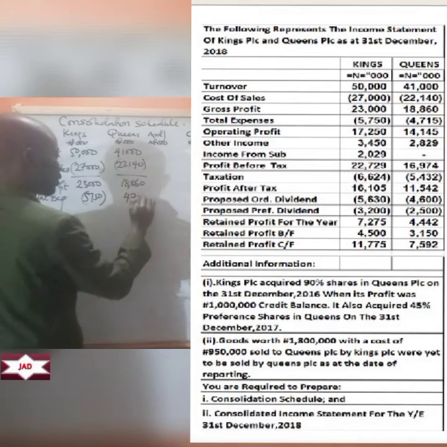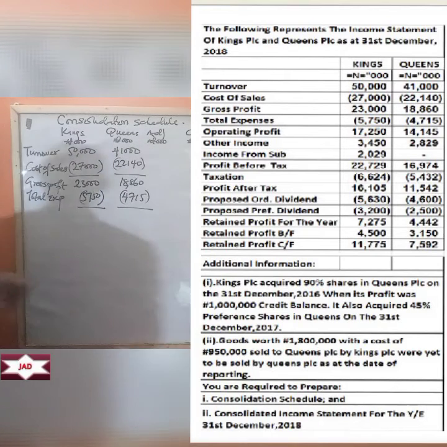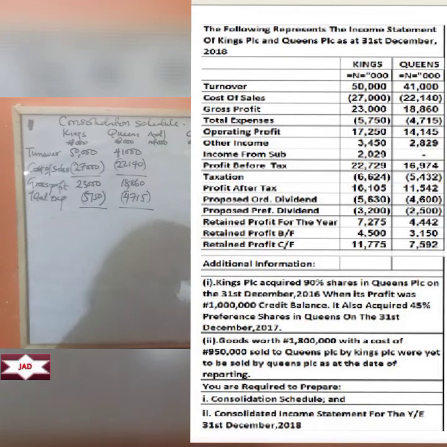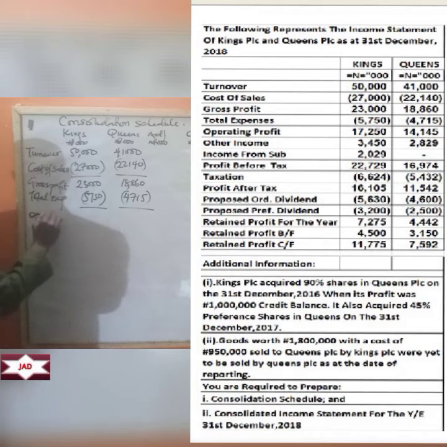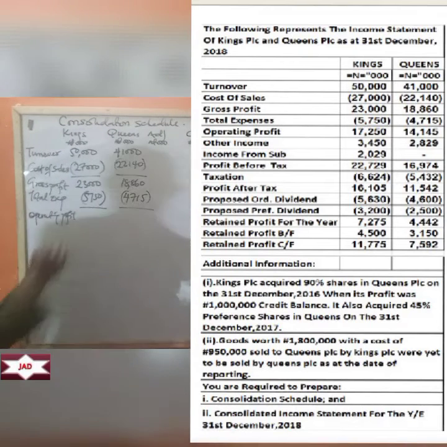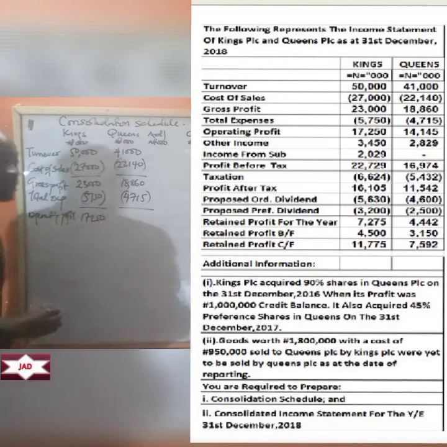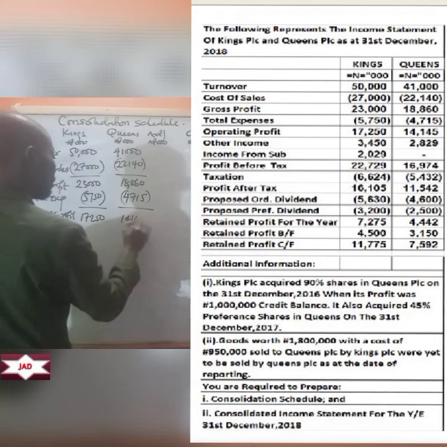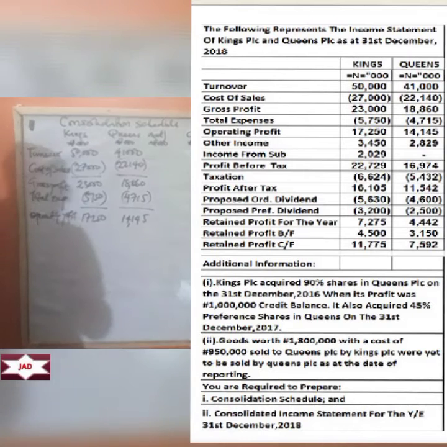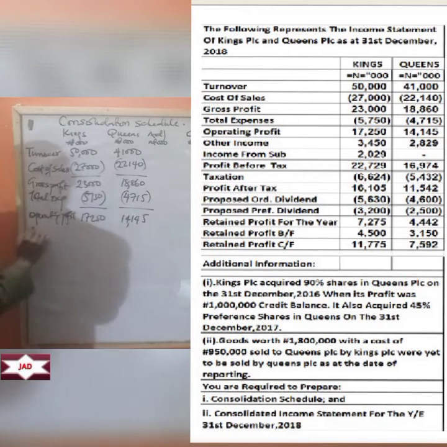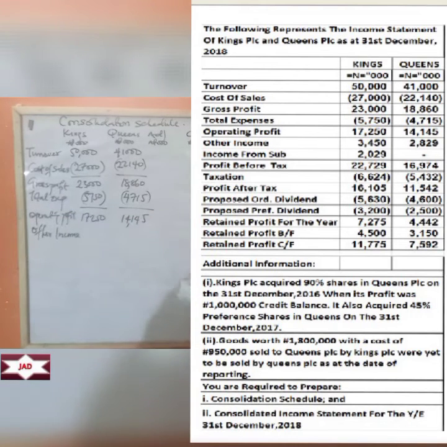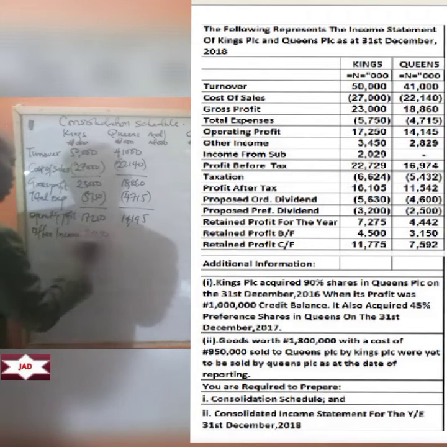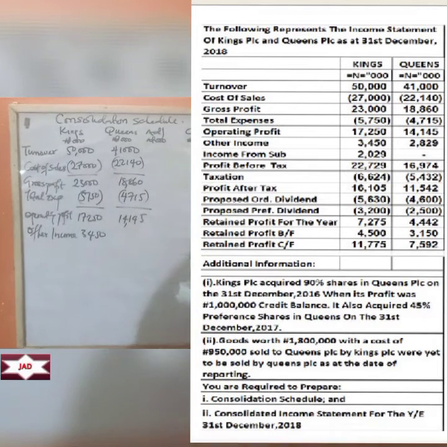4,715. So what do we have here? Operating profit. What operating profit there? 17,250. 14,145. Okay, so what do we have again? Other income. So what's other income there? 3,450. 2,829.